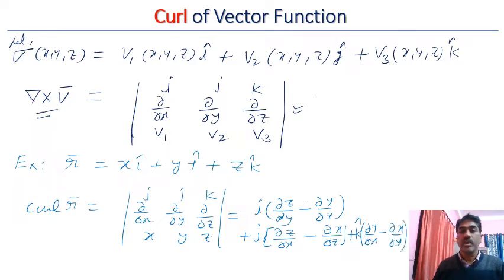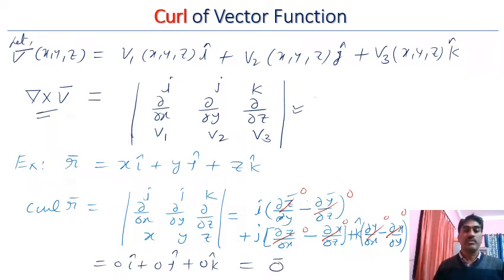Because all these are independent variables, every partial derivative will become 0. So finally what we obtain is 0 i plus 0 j plus 0 k, and that means the zero vector. So the curl of this position vector is 0. You must remember this for the further questions.